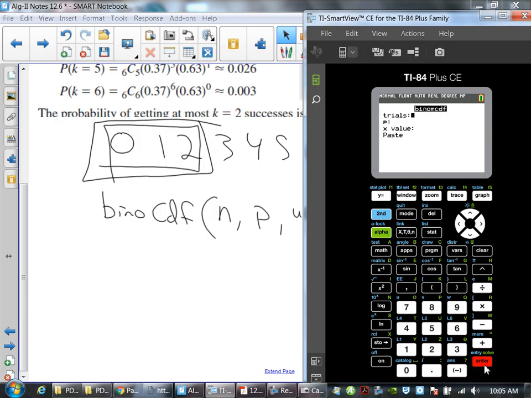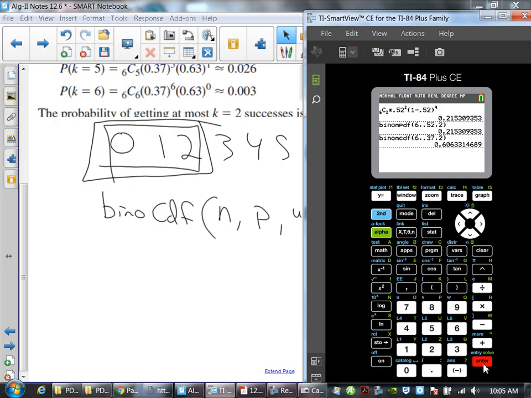Number of trials, again, it's 6. Our p-value was, I'm going to go right off the book one so I can show you how it matches the book stuff here. I'm using 0.37 this time. Our x value is going to be 2, because that's what we're going up to. And it should add up all 3 of them.